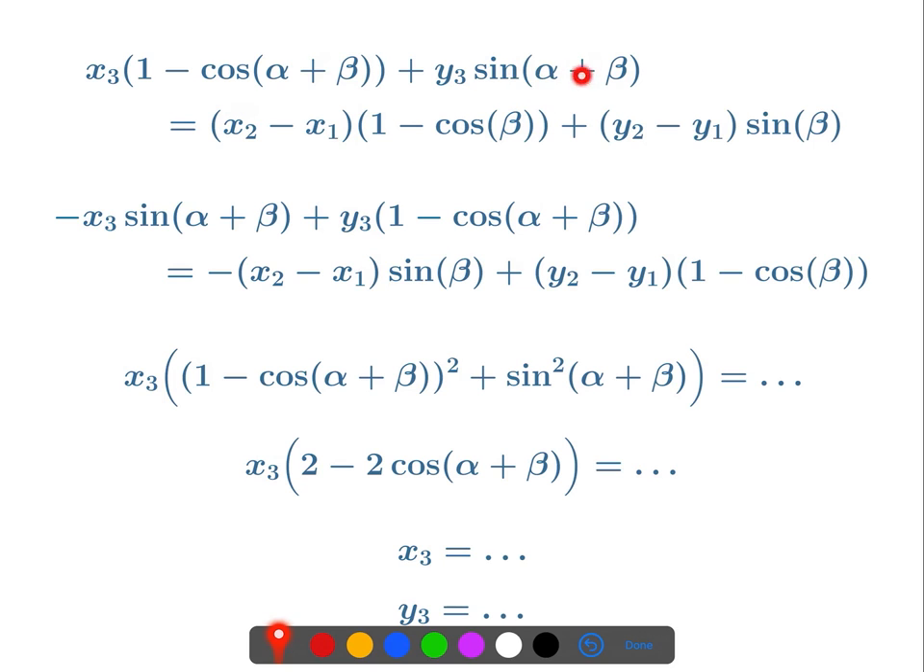In that case, this is 0. This is cosine of pi, or cosine of 3 pi, that's going to be -1. This will be -1, so this will be 2x3, and this will be 0. So I can solve for x3 just by dividing by this expression. We'll get x3. And here, if alpha plus beta is pi, or 3 pi, an odd multiple of pi, this will be -1 again. So this will be 2y3. This will be 0. So we'll have 0 plus 2y3 equals something. And we just divide by 2 and we get what y3 is. So we can solve both of these equations in that case easily as well.